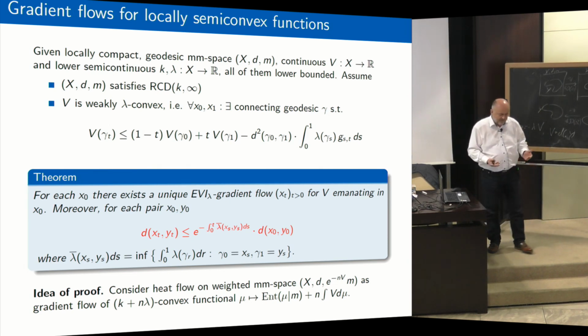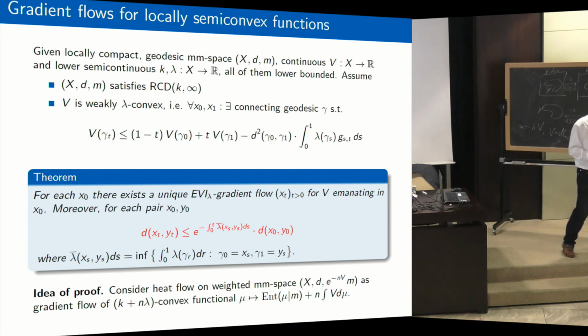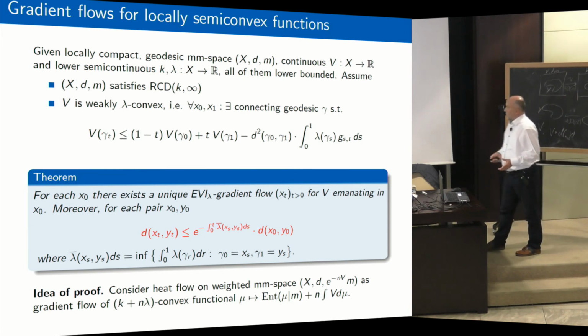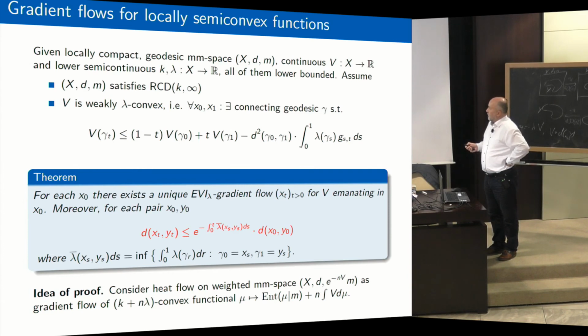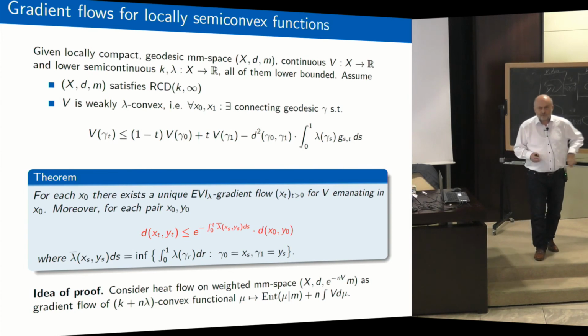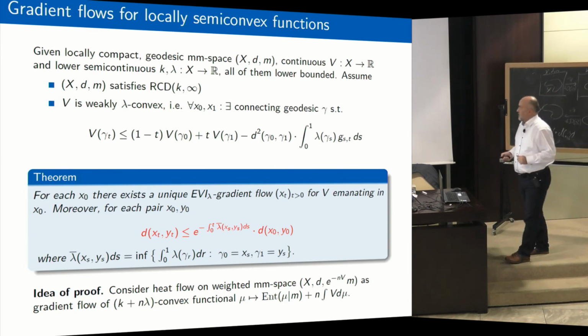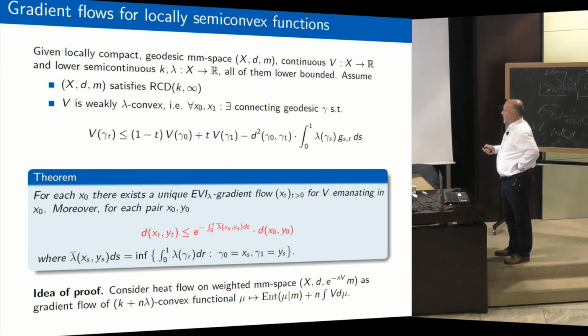An immediate consequence of this new equivalence is a nice side result, which is interesting on its own. Namely, we can improve our results on gradient flows for locally semi-convex functions. So this is just a result of independent interest. Given a metric measure space on a locally compact geodesic space, and a function k which measures the Ricci curvature, a function lambda which measures the convexity of V. And so V is locally lambda convex in this sense that again we have a variable lower bound for the convexity.